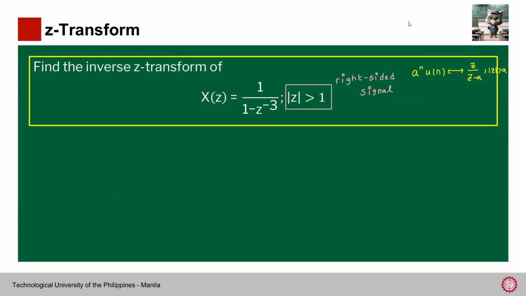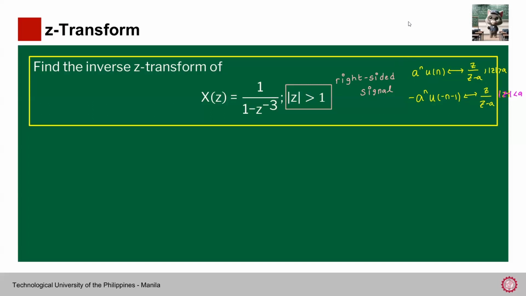Now, very much the same: negative A raised to n, u of negative n minus 1. As you can see, the signal is very different from the other one, but its Z transform is very much the same. The Z transform of this is also z over z minus A. The only difference is that the ROC of this is mod of z is less than A.